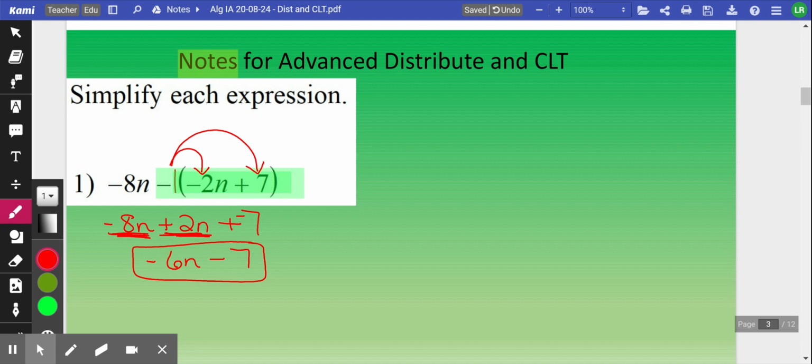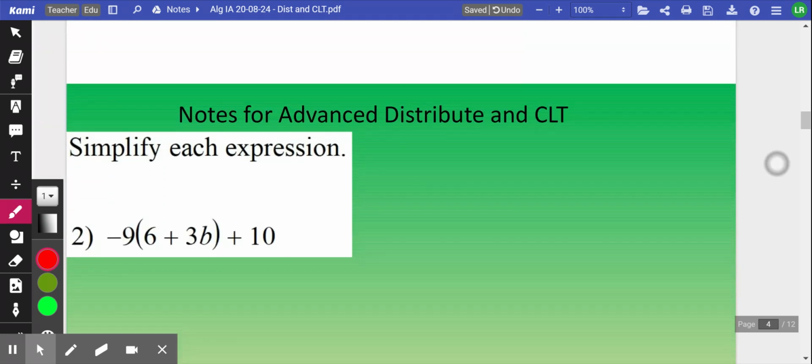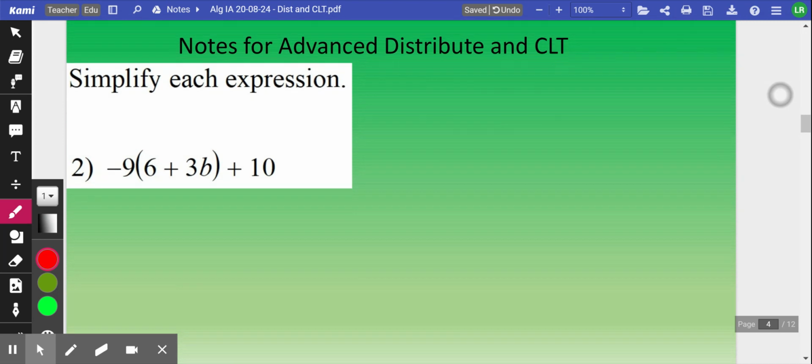Let's look at our next one. Write this doozy down. We got -9, parentheses, 6 plus 3b, close parentheses, plus 10.